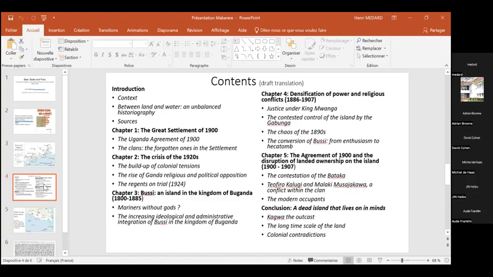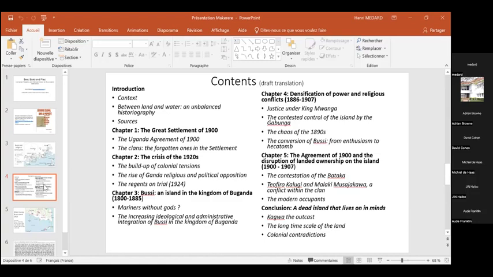These parts are not totally original. Many people have worked on them. I use some sources, usually French White Fathers sources, to add a few, but it was mostly to enable people to locate Bussi in a more global history. Then the last three chapters are on Bussi Island directly.